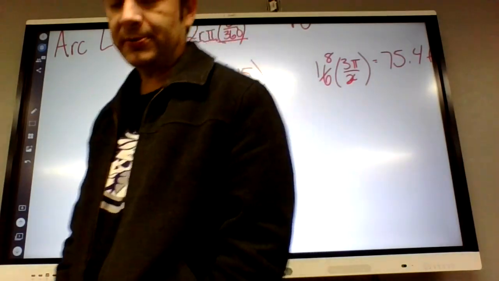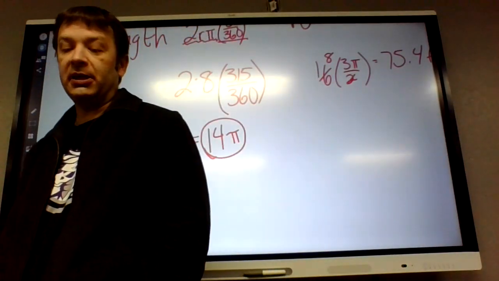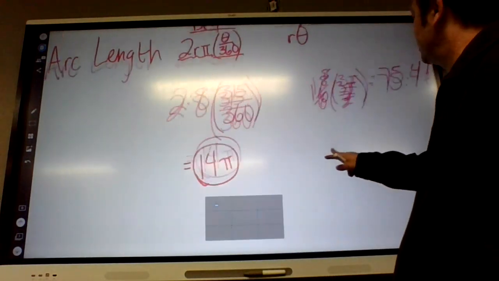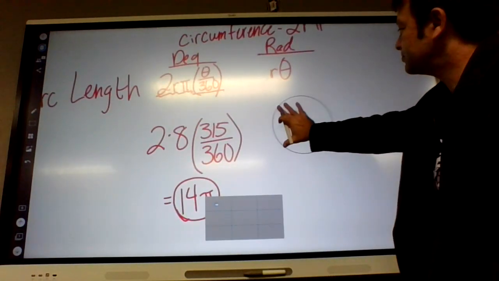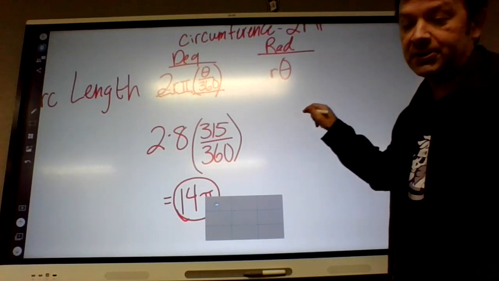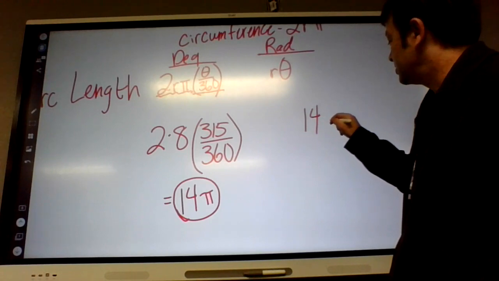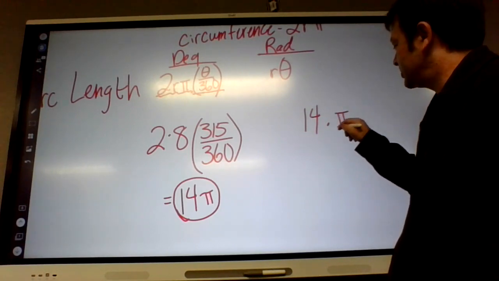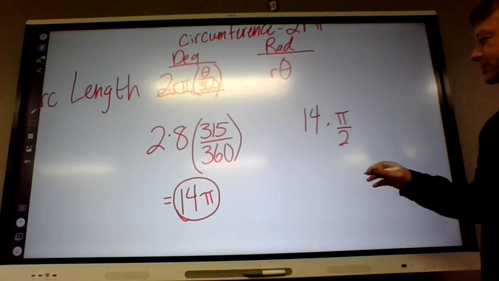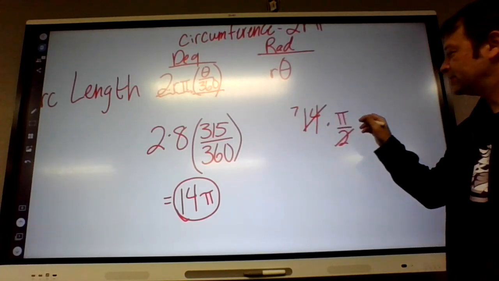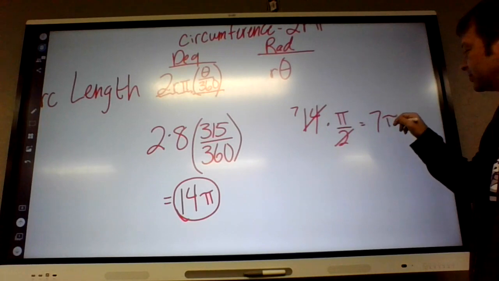Kind of depends. Okay, so on 11, same thing, but this time it's radians. The angle is pi over 2, like 90 degrees. So I'm going to do the radius for 11, which is 14 times pi over 2. We don't need a calculator for this one because it's just 7 pi.